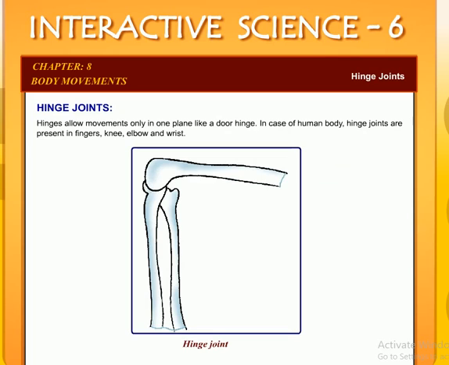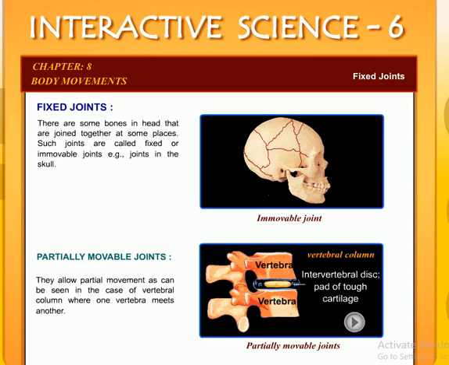In case of human body, hinge joints are present in fingers, knee, elbow and wrist. Fixed joints. There are some bones in head that are joined together at some places. Such joints are called fixed or immovable joints. Example, joints in the skull.